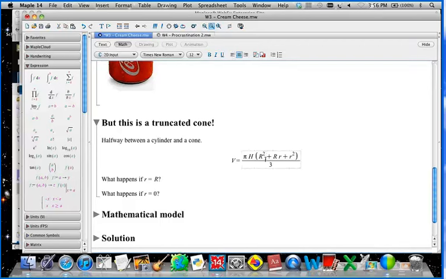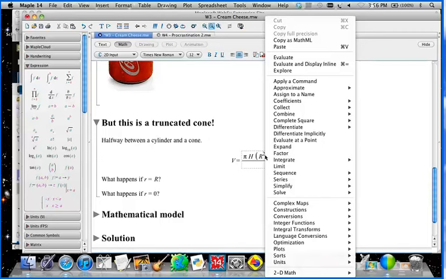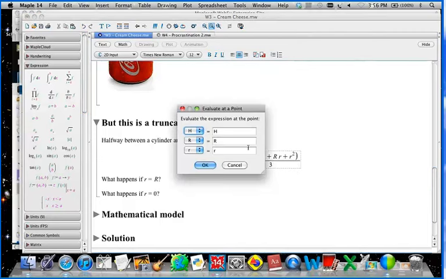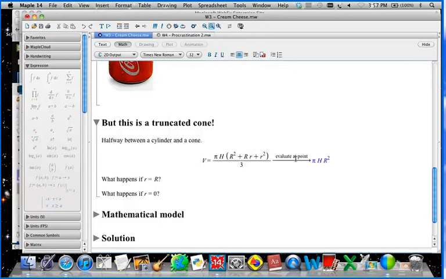Let's right-click on that formula here, and let's evaluate that formula at little r equals capital R. So this should give us a cylinder. And lo and behold, look at that, pi h r squared. That is the formula for the volume of the cylinder. Now, how did that happen?